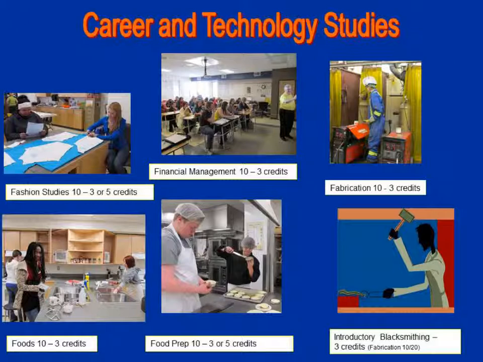We have foods 10 and food prep. Foods 10, this is our domestic side. And then food prep, this is in our commercial kitchen, and you're going to be preparing food for our cafeteria and such. And new this year, we also have a course called blacksmithing. And this is where you're going to be learning the ability to heat up metals and bend them into different structures and stuff like this. So it's not like in the olden days where you had somebody making a horseshoe and banging it out, but the new modern world of blacksmithing.